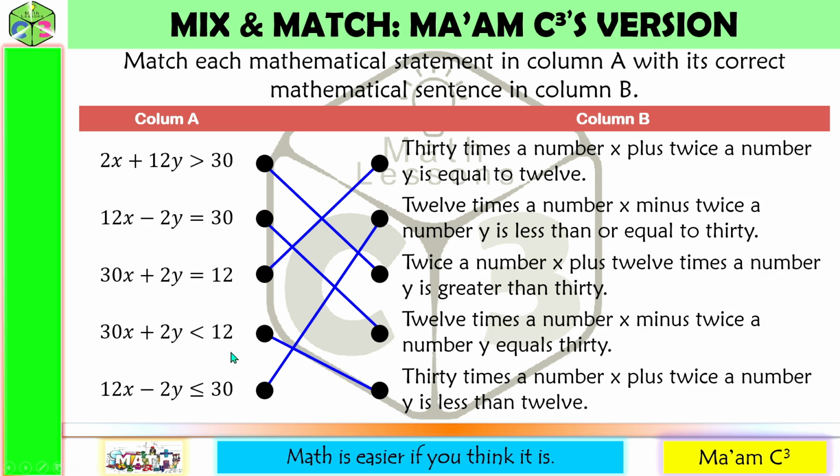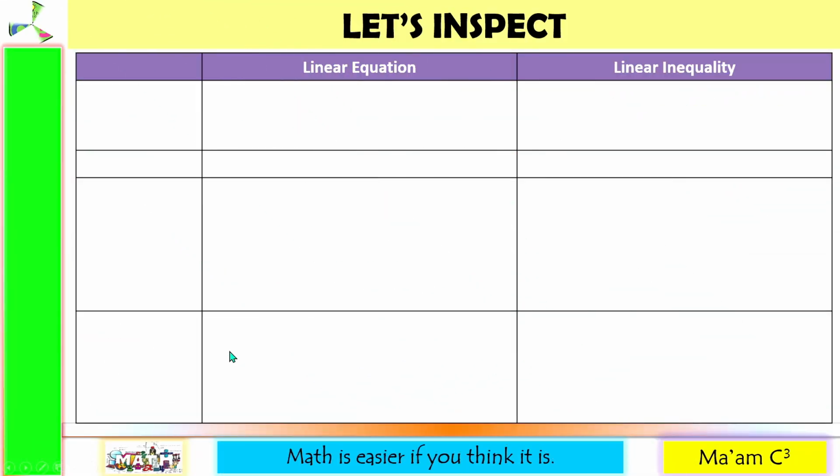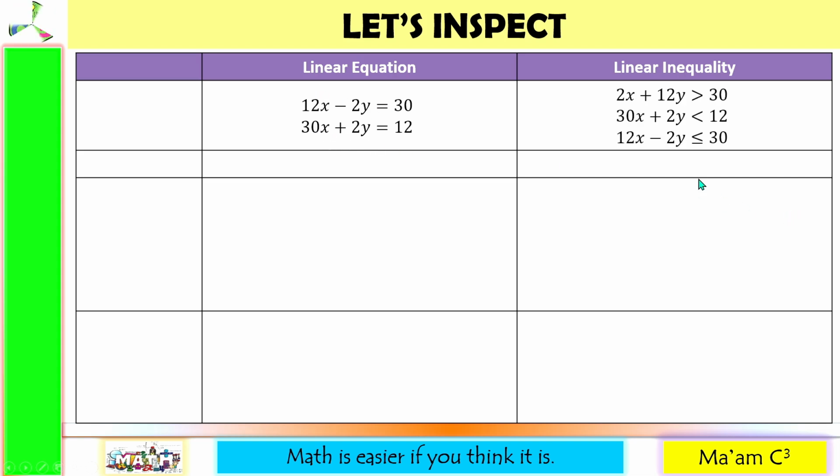Let us continue another activity. Let's inspect. Let us recall the different mathematical statements we had in our previous activity. These are 4 linear equations in 2 variables, while these three are linear inequality in two variables.